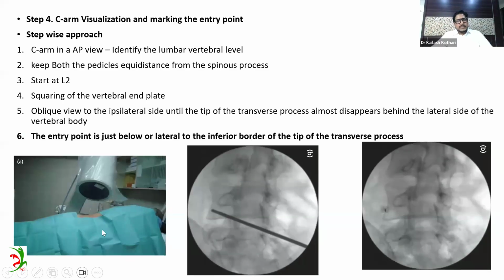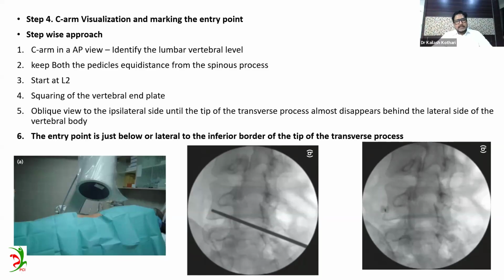You have to start fluoroscopic pictures. First, take an AP view. Your spinous process has to be in the center of both pedicles. That's a pure AP view. Then you move your C-arm cephalad so that your end plates are squared.